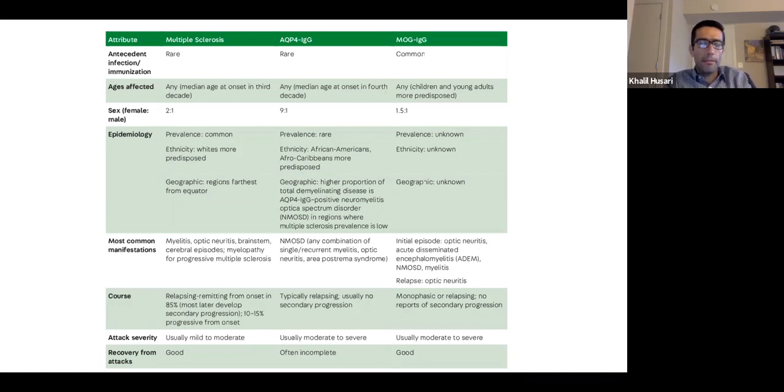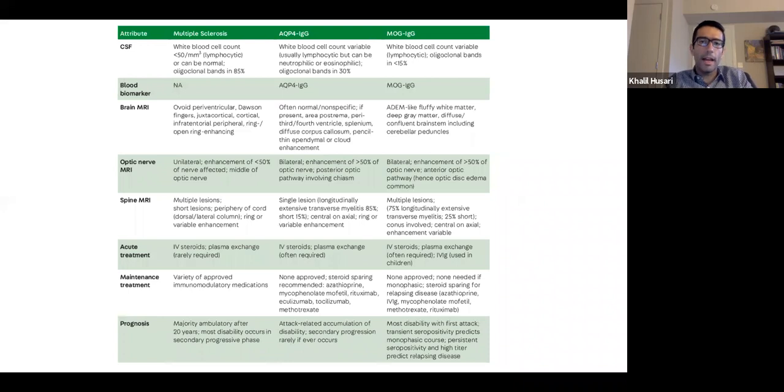And the typical course is that with neuromyelitis optica, although the first attack is very severe, usually you don't get multiple relapsing remitting attacks. It just hits you, and then you end up with some disability from it, but usually you don't get attacks that severe or that frequent compared to multiple sclerosis. The antibody is the key. You just have to test for the antibody when you have the suspicion, and it will be positive.